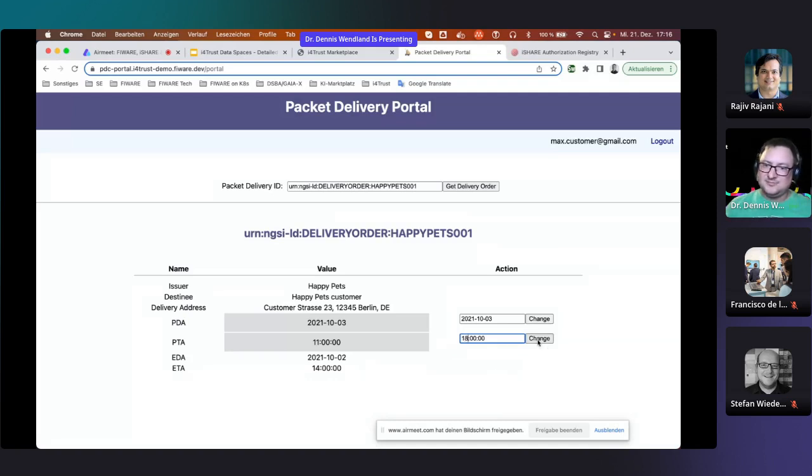I'm hitting change. What will happen now is that this application will send a patch request to the PEP of the packet delivery company, which again checks the permissions and then forwards the request to the context broker. Afterwards, we'll retrieve the changed delivery order again. And now, as you can see, the planned time of arrival has changed.